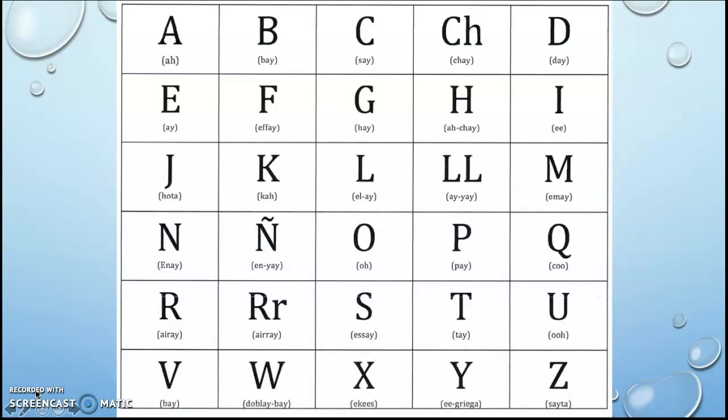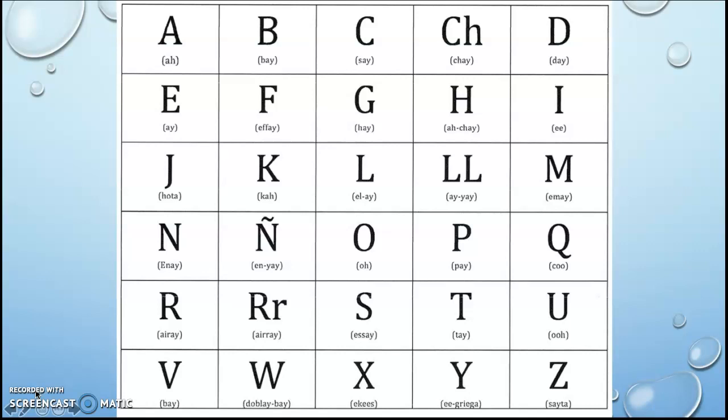So I'm going to go through the pronunciation, so follow along with me. They're written out phonetically in the parentheses underneath each letter. Okay, so here we go. Vámonos. A, B, C, Ch, D, E, F, G, H, I, J, K, L, Ll, M, N, Ñ, O, P, Q, R, Rr, S, T, U, V, W, X, Y, Z.